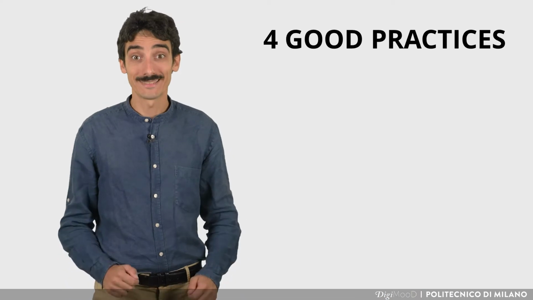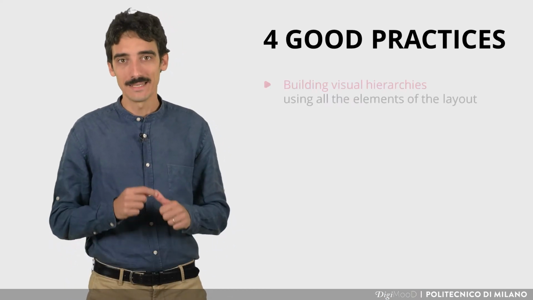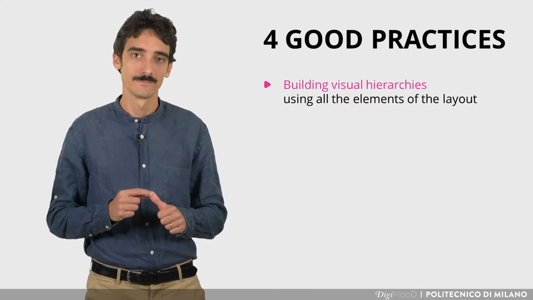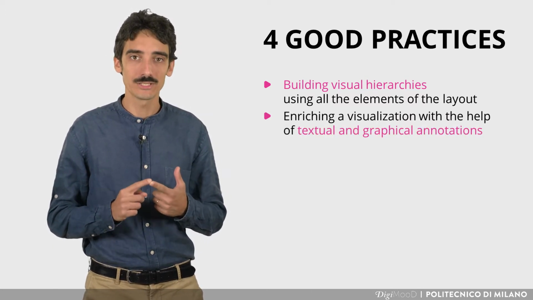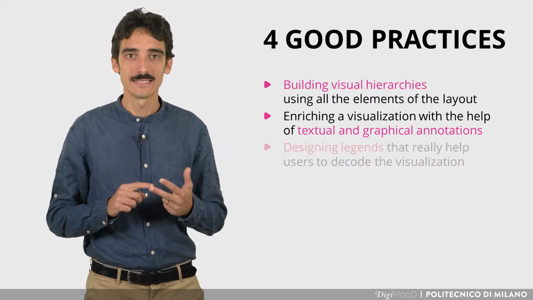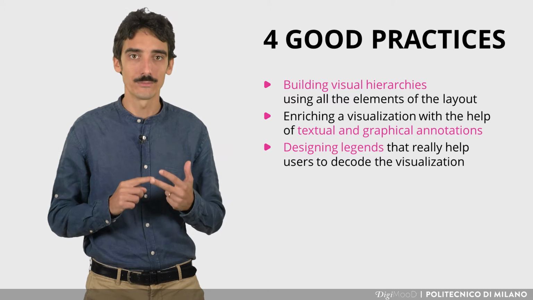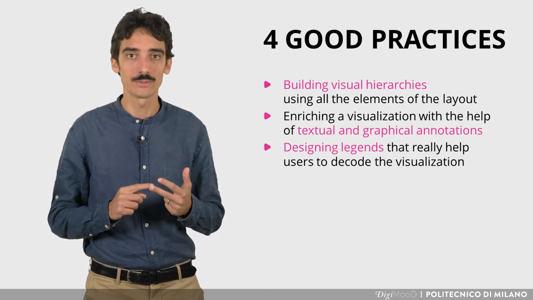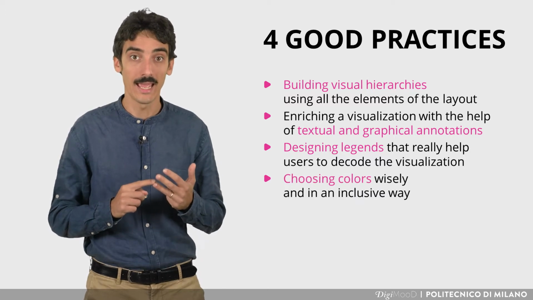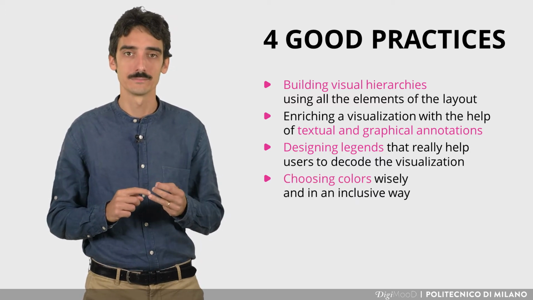The 4 good practices are related to building visual hierarchies using all the elements of the layout, enriching a visualization with the help of textual and graphical annotations, designing legends that really help users to decode the visualization, and choosing colors wisely and in an inclusive way.